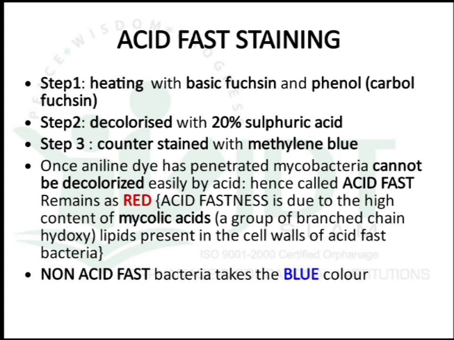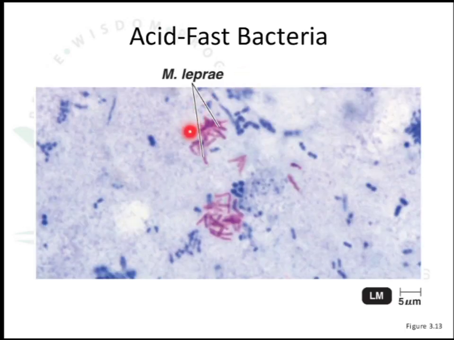Step 1, heating with basic fuchsin and phenol. The mixture of basic fuchsin with phenol is known as carbol fuchsin. Then decolorization with 20% sulfuric acid, and then counterstain with methylene blue. So this is a micrograph of acid fast staining.